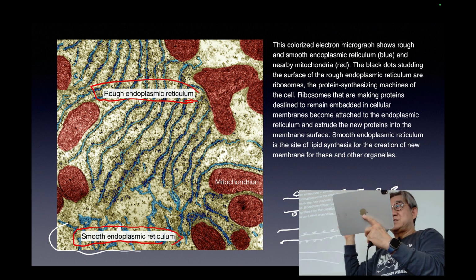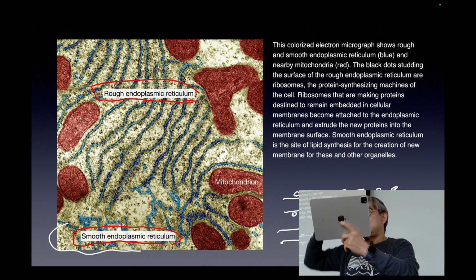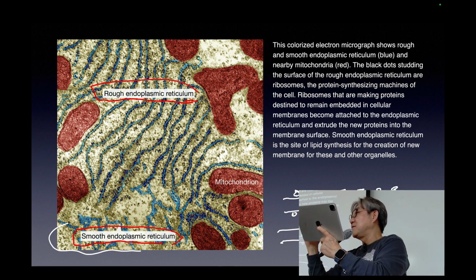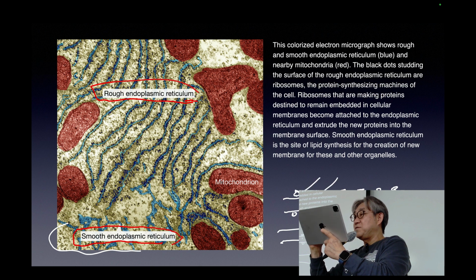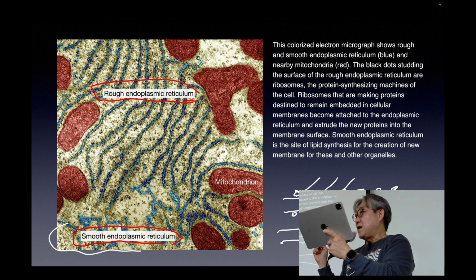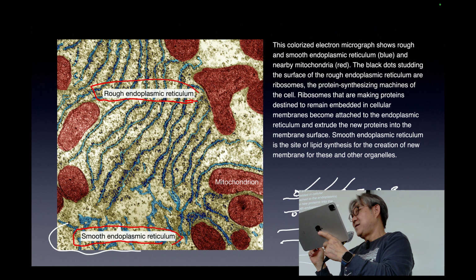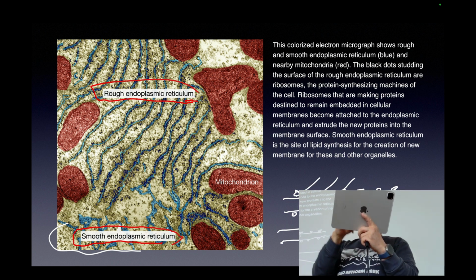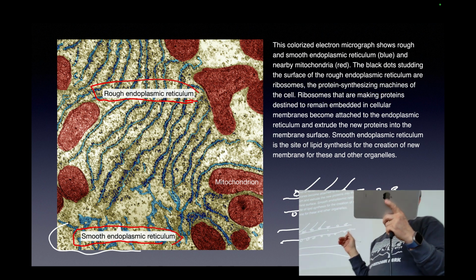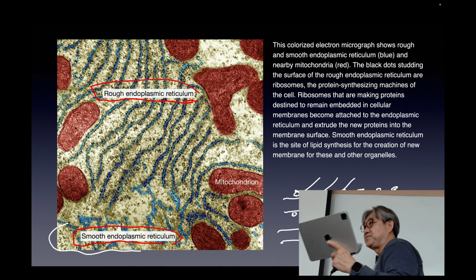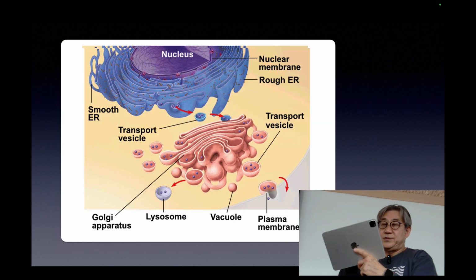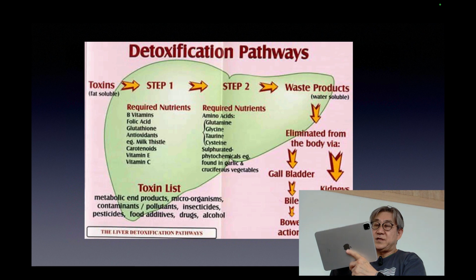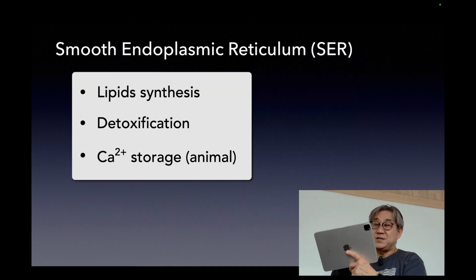What makes the difference between the rough and the smooth is these little dots, right? What do you think those little dots are? Ribosomes, right? So those are ribosomes. For some reason, ribosomes are only attached on the surface of the so-called rough endoplasmic reticulum. That's it.